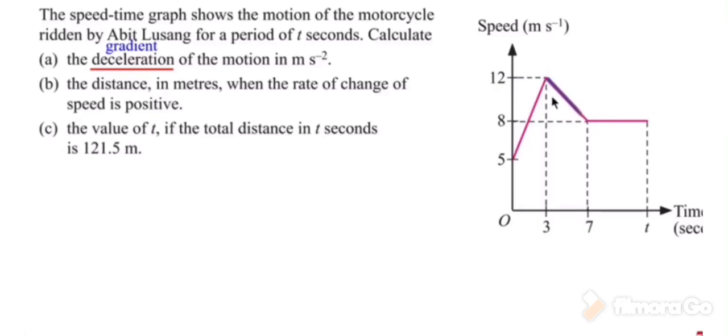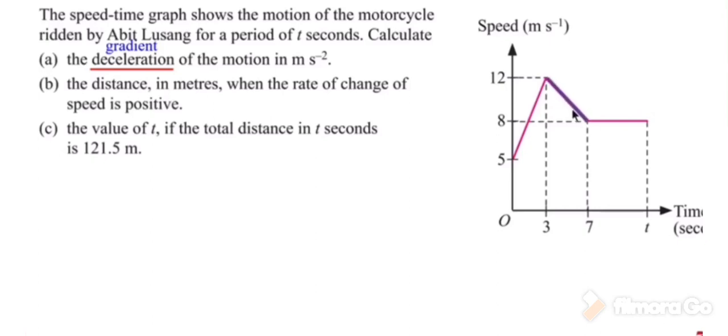So now we need to find the deceleration of the motion. The deceleration means the gradient of the blue line. When the line is going down, the gradient is negative, and we call it deceleration. So when we find the deceleration, we must make it positive.